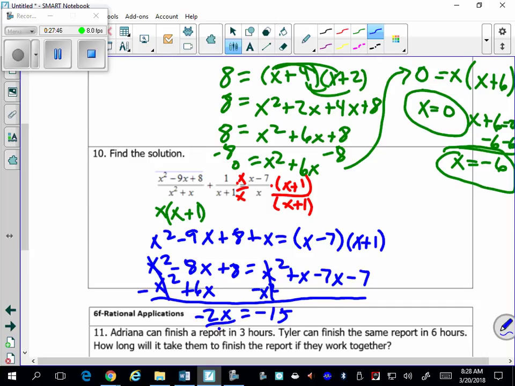You can keep it as an improper fraction. You can change it to 7.5. That's an exact answer, so we're good there. Either one. Substituting in 7.5 is not going to make any denominator 0, so we're good. That's the final answer. Awesome. Let's move on to 6F.